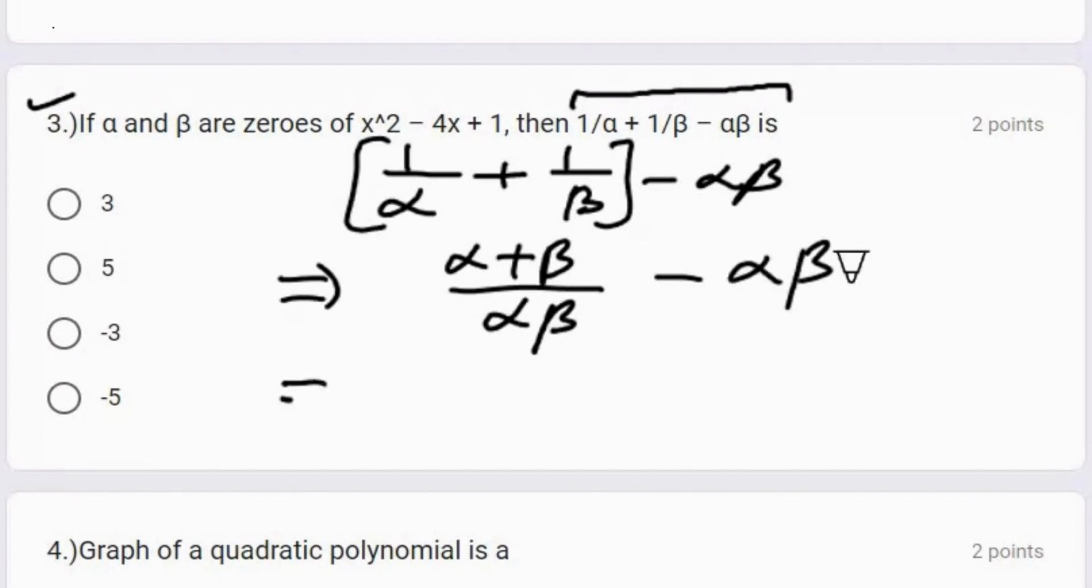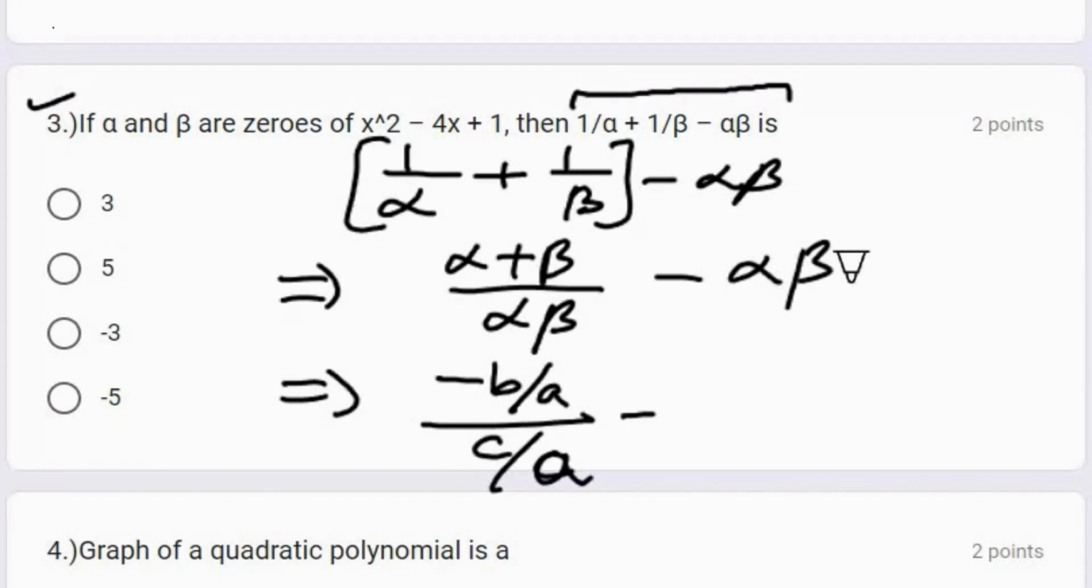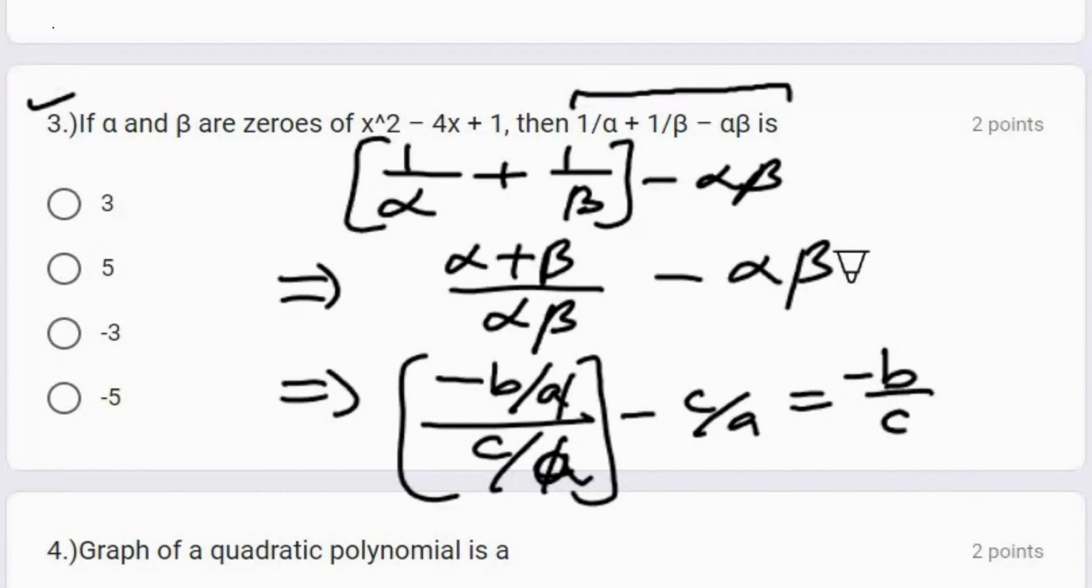Sum of zeros, you know, is minus b by a. Product of zeros is c by a. And this one is also c by a. This part, when you work out, the denominator a's cancel, and ultimately we are going to get negative b by c minus of c by a.